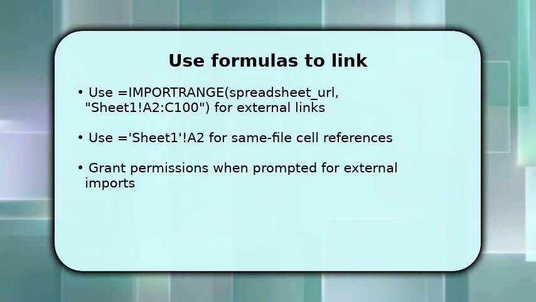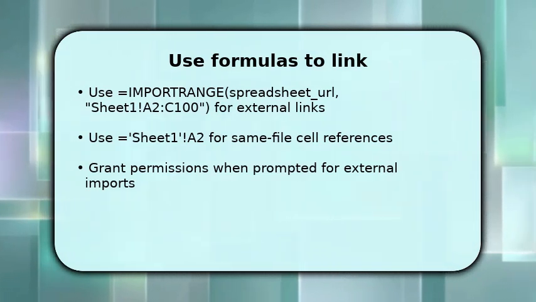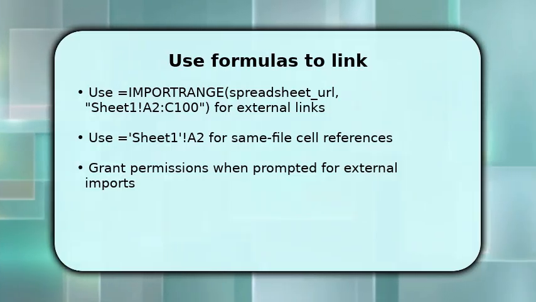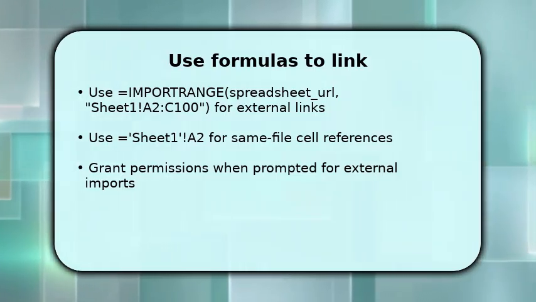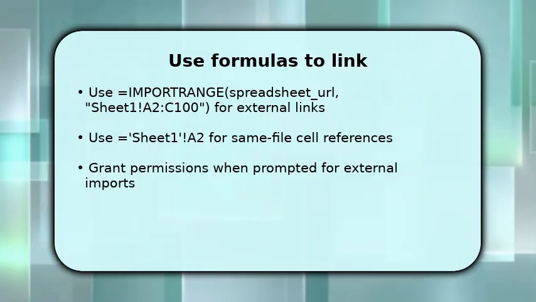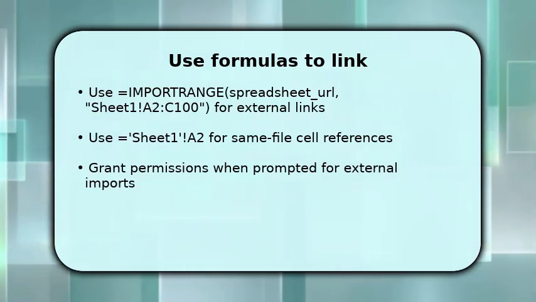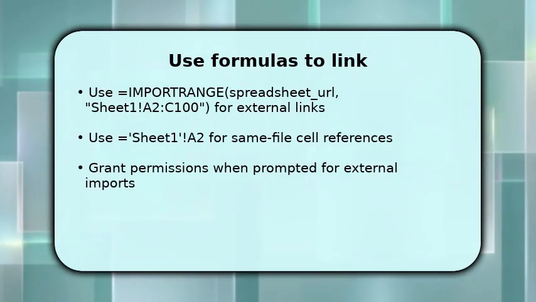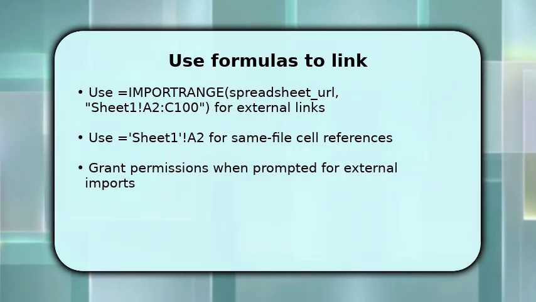You will insert the linking formula now. For another file, paste =IMPORTRANGE(spreadsheet URL, "Sheet1!A2:C100") into the target cell and press enter, then click Allow Access when prompted, because Google requires permission to read the other file. For same file links, type =Sheet1!A2 and drag to fill. This is faster and preserves formulas.